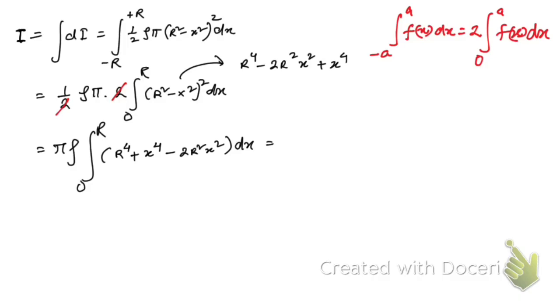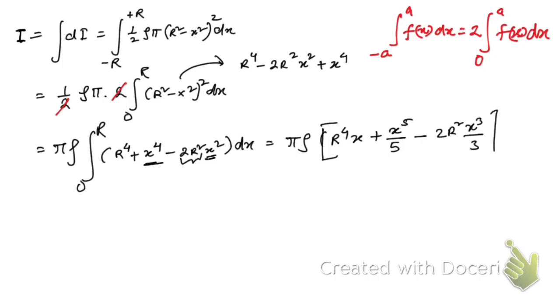Now if you integrate this, pi rho, then r to the power 4, integration of dx gives x, right? Then plus, integration of x to the power 4 dx is x to the power 5 by 5, then minus, this part is constant, integration of x square dx is x cube by 3. That's what we're going to get, and we are integrating it from 0 to r.